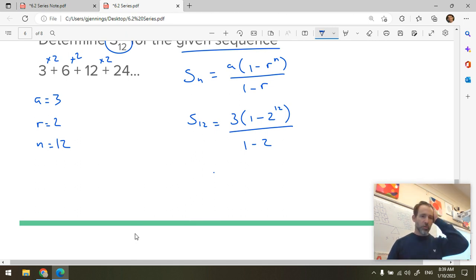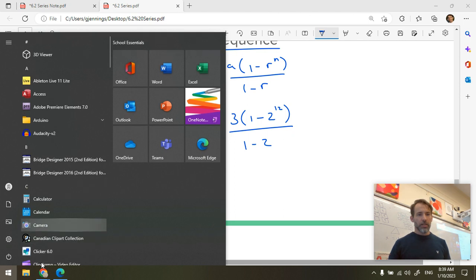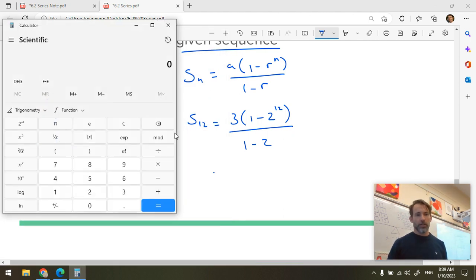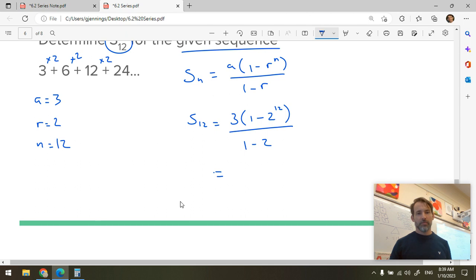So at this point, there's not really a mental math shortcut. Just chug it on your calculator. 1 minus 2 raised to the power 12 equals that number multiplied by 3. So that's the top of the fraction. Divide by 1, but it's negative because 1 minus 2 is negative 1. There is this number, 12,285. We were expecting a positive number. We got a positive number, so we're happy about that.